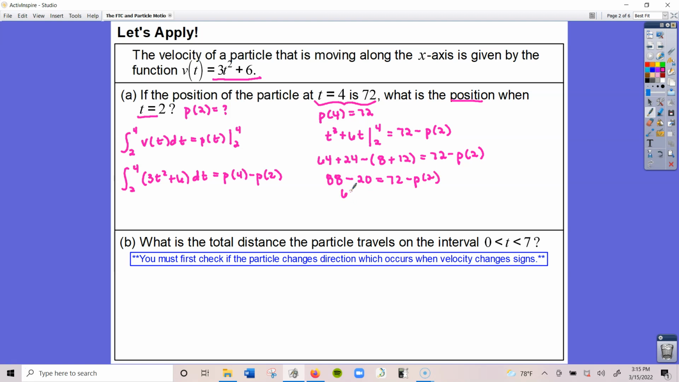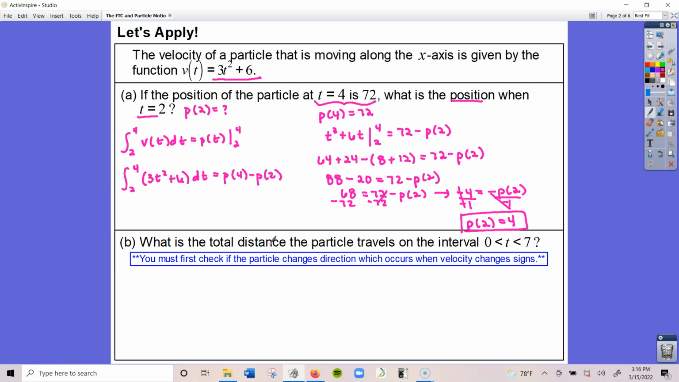88 minus 20 is 68, and that's going to equal 72 minus p of 2. If I subtract 72 from both sides, I get that 68 minus 72 is negative 4, which equals negative p of 2. Divide both sides by negative 1, and we get that p of 2 is equal to 4. So this is just building off of something that we did from our previous lessons. Now let's look at part B.